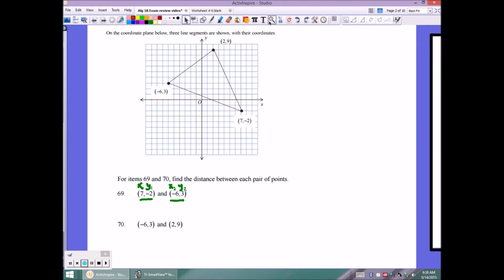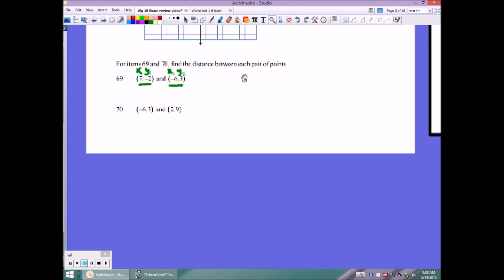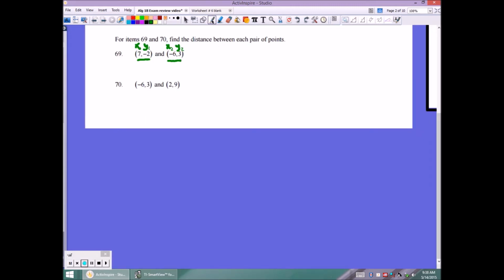So I'm going to go ahead and take away the graph because we don't need it for this so much. So the distance is going to equal the square root of... I like to set it up so that everything is ready. I'm going to do x2 minus x1 right here. So x2, negative 6, minus 7. That's x2 minus x1. In a different color, I'm going to do y2 minus y1.